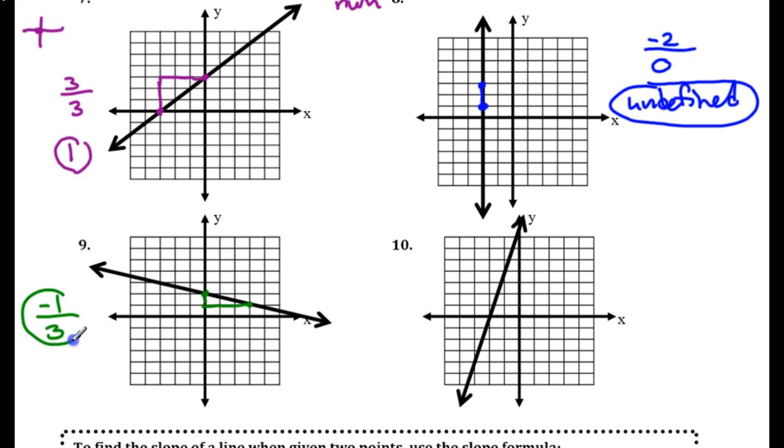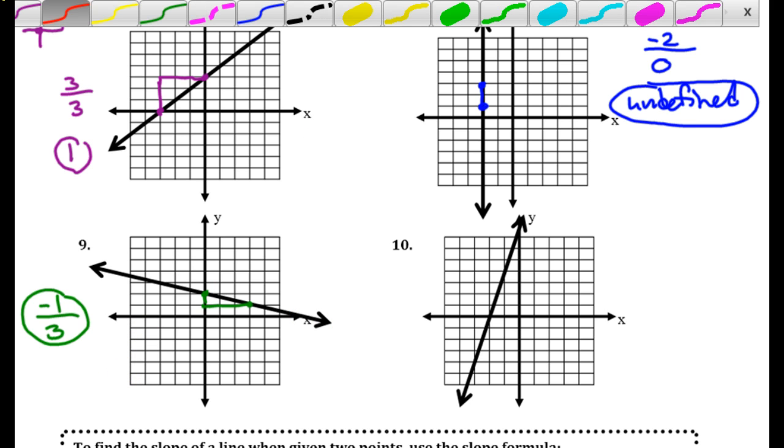Can't simplify that. Let's just do a quick eyeball check. A -1/3. Is the slope negative? Is it going downhill left to right? Yes, it is. Okay?